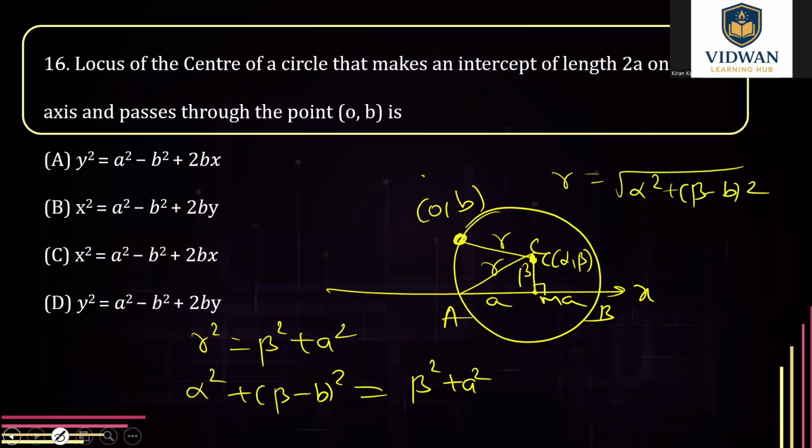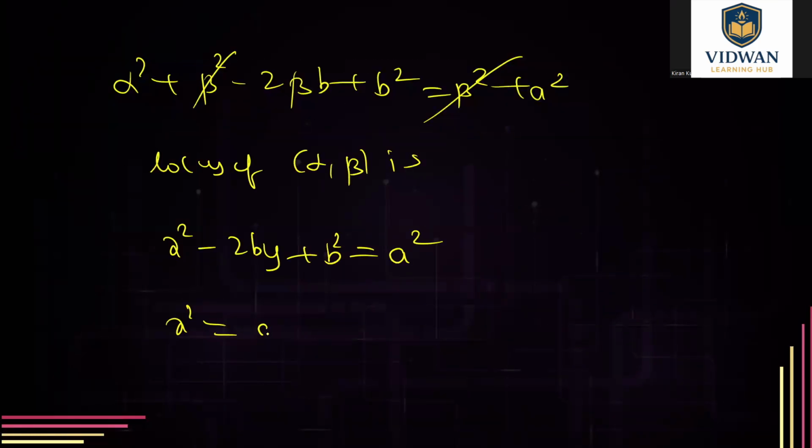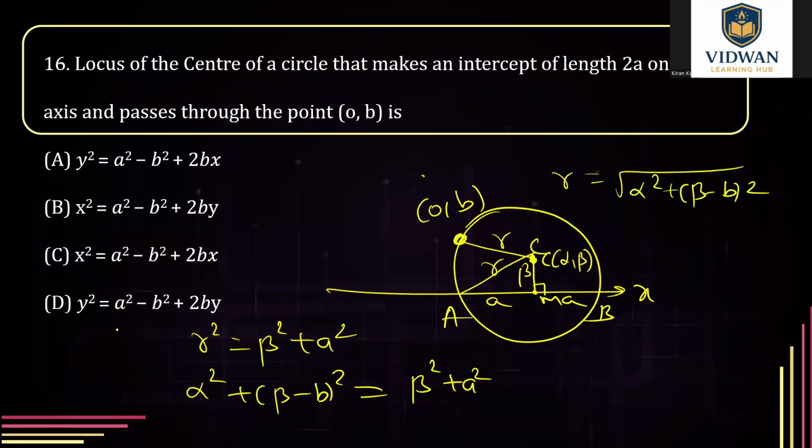So if you look at the options, this option is x square equal to a square minus b square plus 2by. So which option will match? We'll see. x square equal to a square minus b square plus 2by. So option B will match.